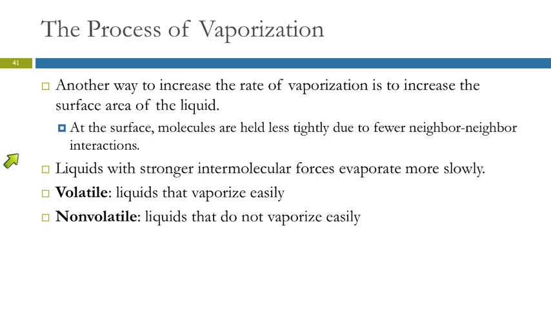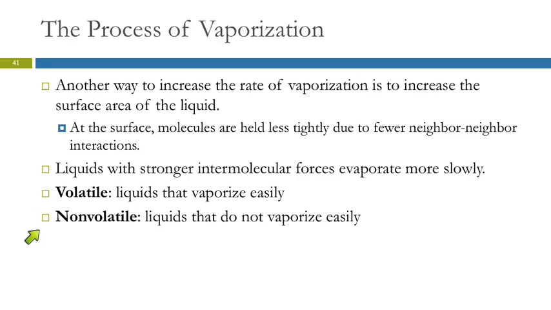I don't want to talk about that one just yet, but liquids with stronger intermolecular forces evaporate more slowly. So you've got the O-line guys in the Red Rover line. They have powerful grips. You're going to have to be moving awfully fast to break through there, right? You're going to have to get to a much higher temperature before significant evaporation will occur. So if you have strong intermolecular forces, you have a lower rate of evaporation.